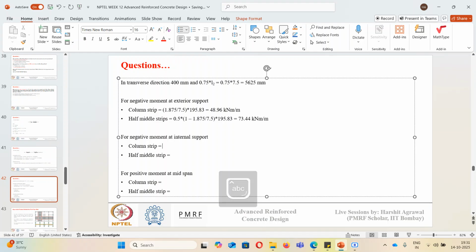Similarly, for the interior, we know the distribution is simple. 75% of the interior negative moment, 199.22, will go in the column strip.